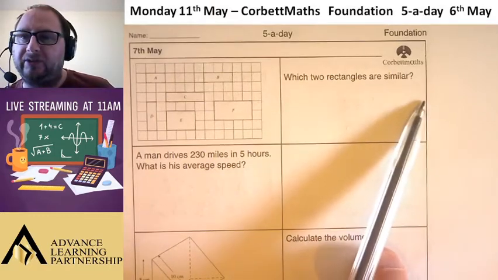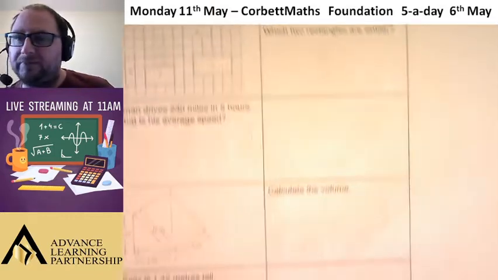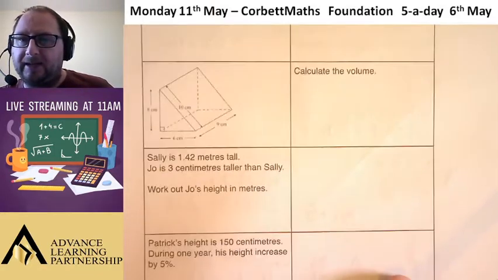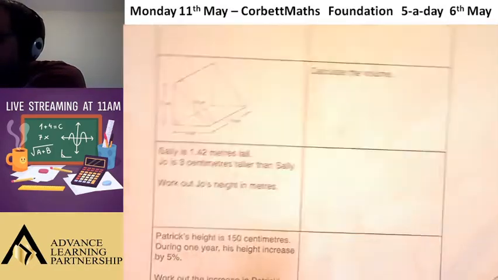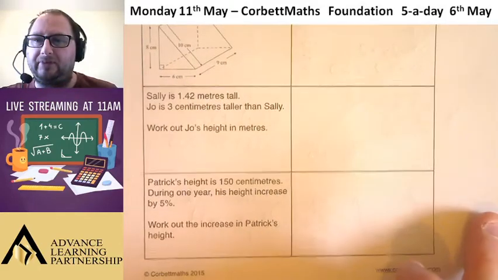So we're looking at similar shapes. We've got a speed question, we've got some volume there, we're doing some conversions between meters and centimeters, and then we're doing some increasing by percentage as well.